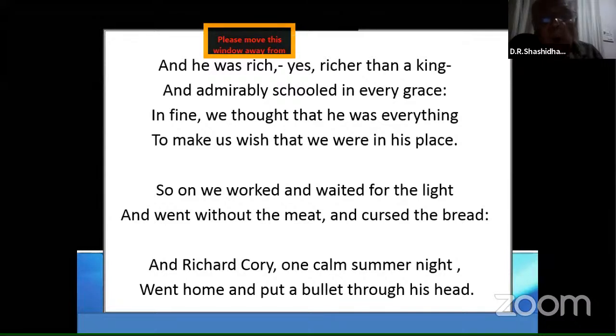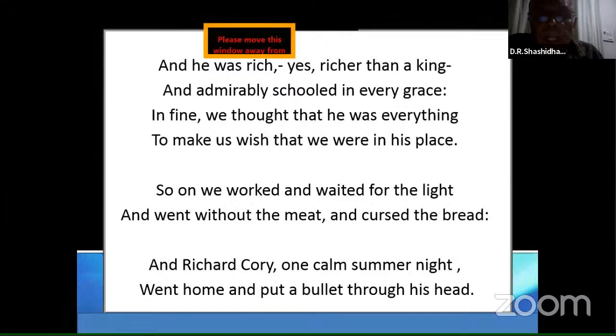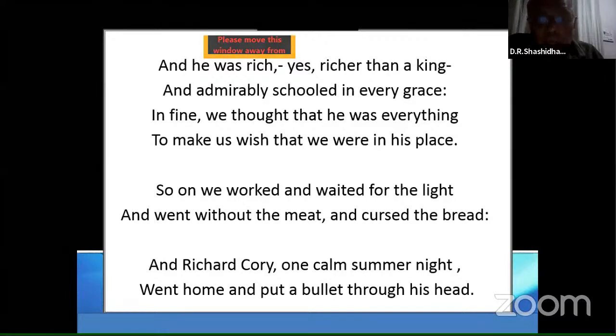Next. So on we worked and waited for the light. Is it complex, Madam Sudha? And waited for the light, and went without the meat, and cursed the bread. Compound. So on we worked and waited, and went without the meat and cursed the bread. A string compound, simple sentences joined together by means of conjunctions.